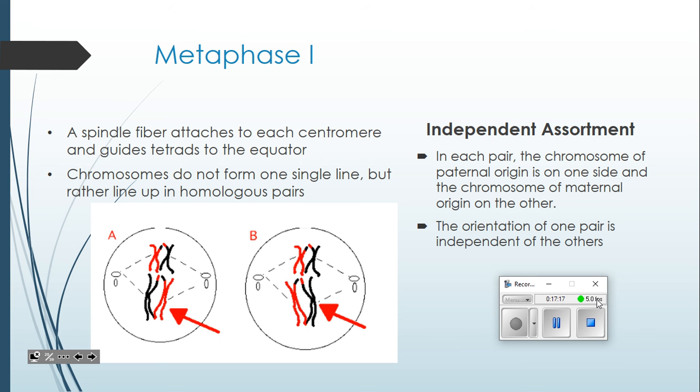Now, does anyone want to ask any questions about homologous pairs, independent assortment, metaphase 1, just in general?